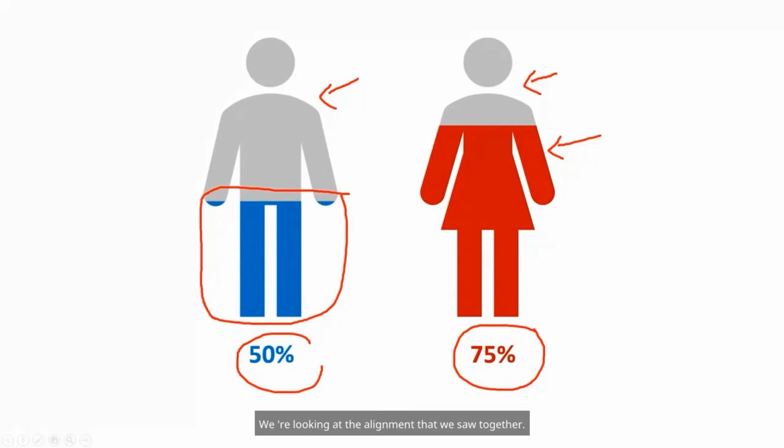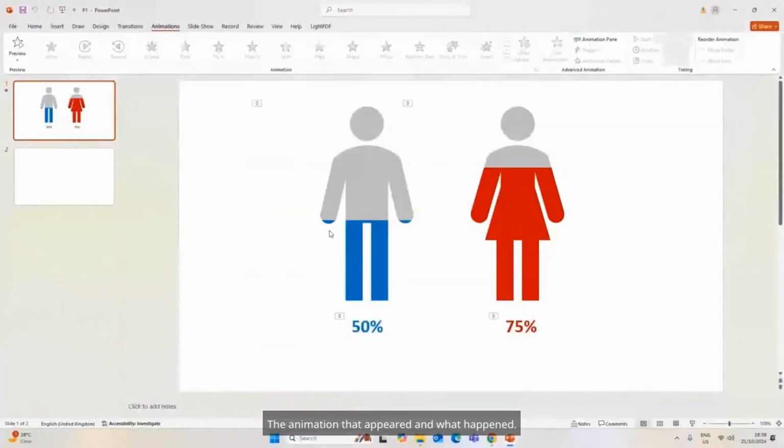Okay, we're looking at the alignment that we saw together. Okay, the colors themselves, the animation that appeared and what happened. Okay, let's look at it together.